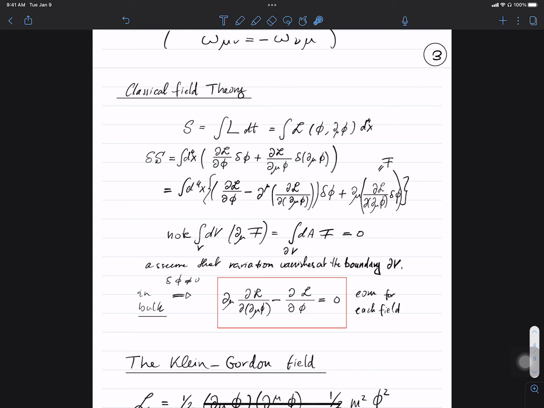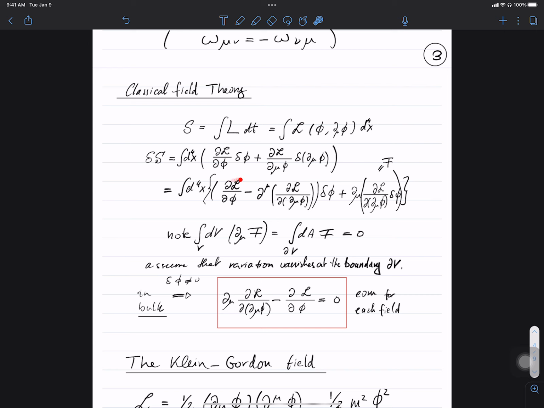We assume that variations vanish at the initial and final time, and here we have to assume that variations vanish on the boundary of the integral. We don't really lose generality because we can make our boundary arbitrarily far away and it will not ever affect us by the principle of locality. So it doesn't really matter, but we still assume this.